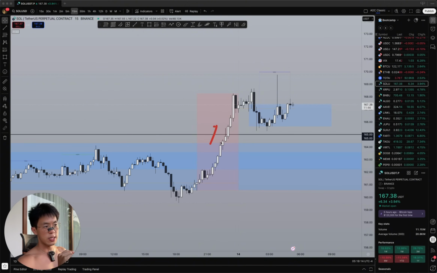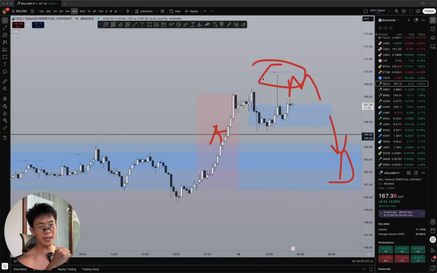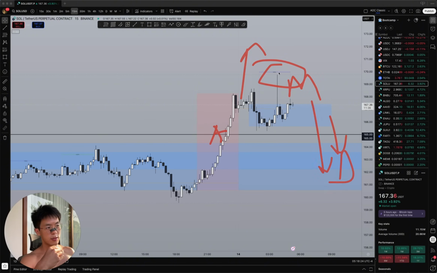Scenario number 2 is an Asia accumulation, London manipulation, and a New York distribution the other way, right? Basically, you trap everyone into thinking that Solana is going up. In fact, it is going down, and then you distribute to the other side during the New York session.